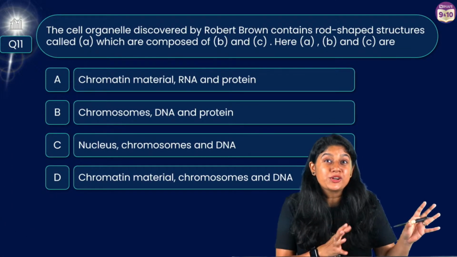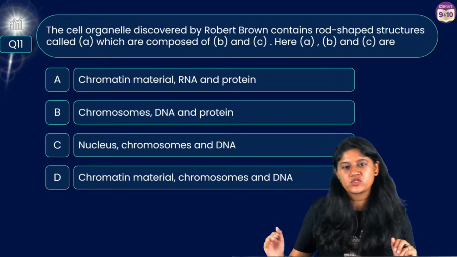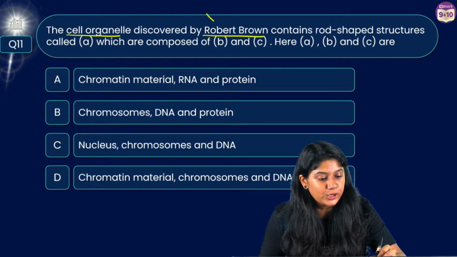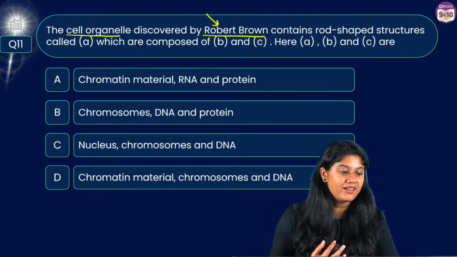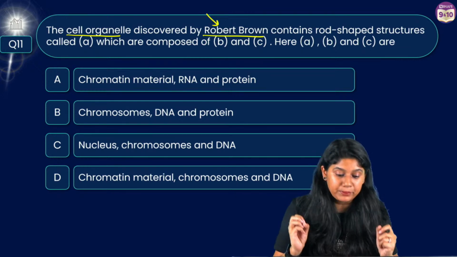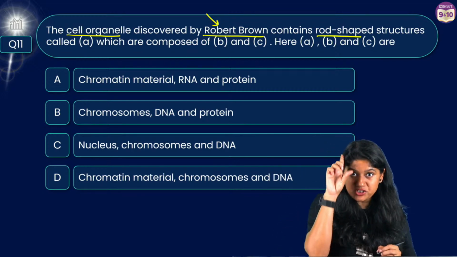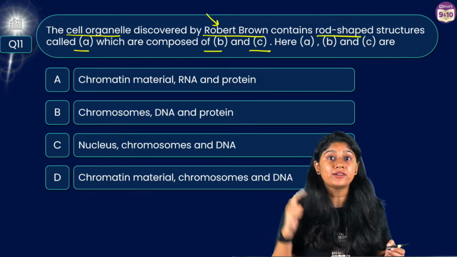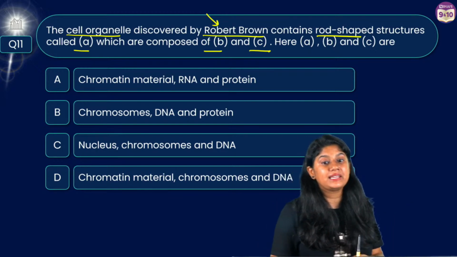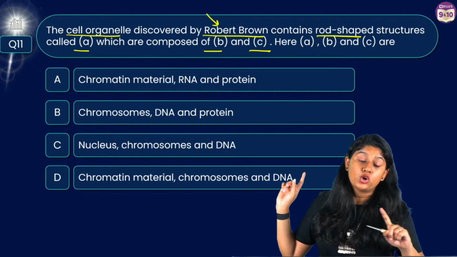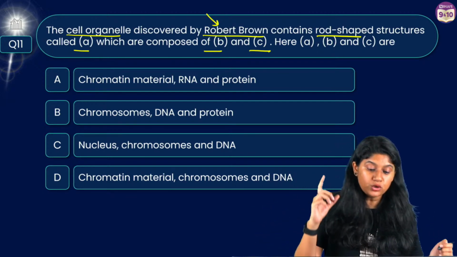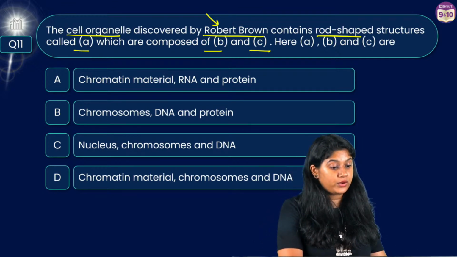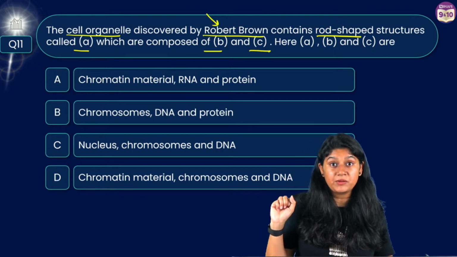Now we have a few questions which are confusing. We started with the easy peasy questions and now our level is increasing. The cell organelle that was discovered by Robert Brown, biggest hint over here, contains a rod-shaped structure called A, which is composed of B and C. In this question, what is A, what is B, and what is C? Option A is chromatin material, RNA and protein. Option B is chromosome, DNA and protein. Option C is nucleus, chromosomes and DNA. And option D is chromatin material, chromosome and DNA.